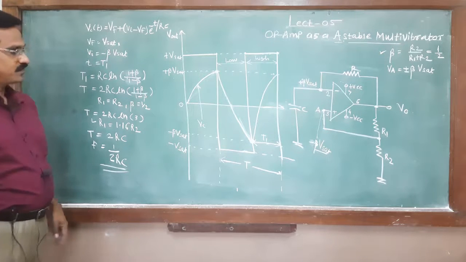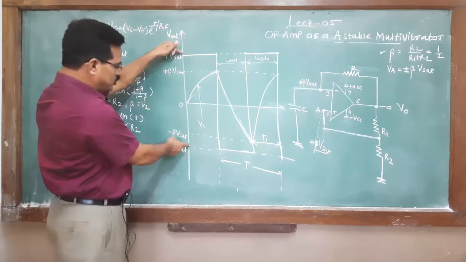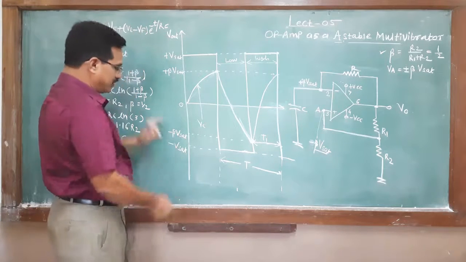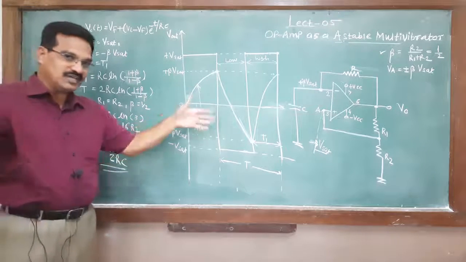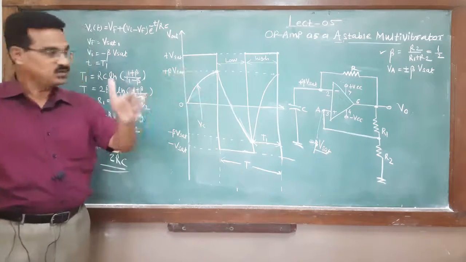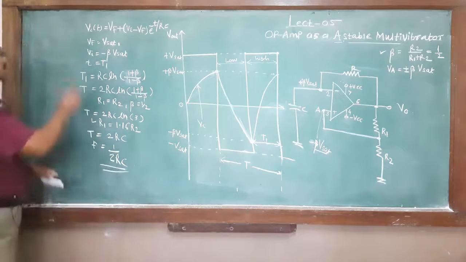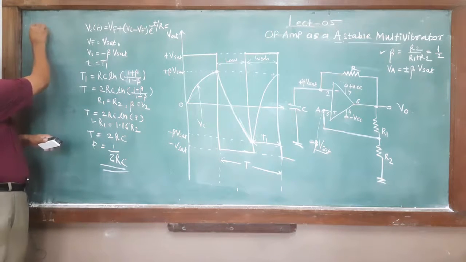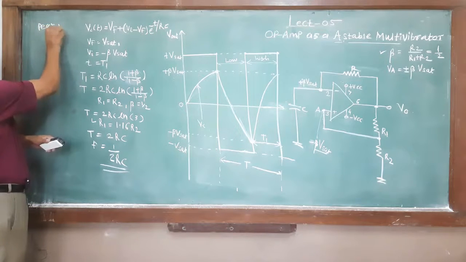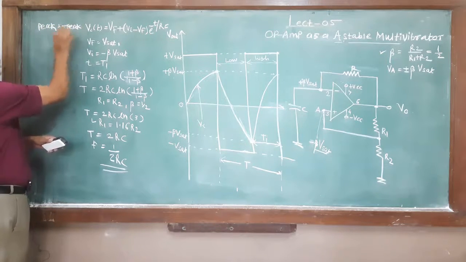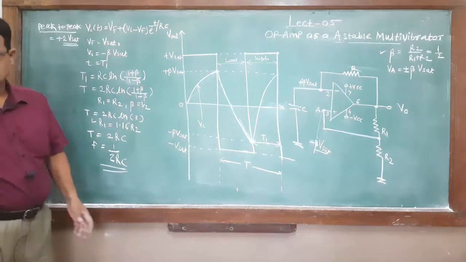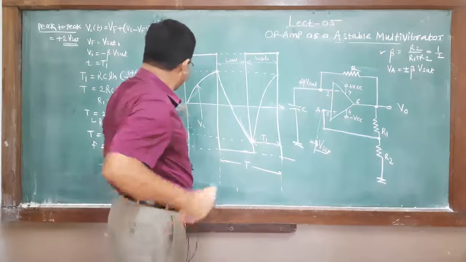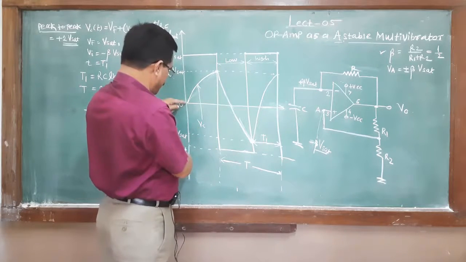But the next point, what is the peak amplitude? The positive peak amplitude is plus V saturation and the negative is minus V saturation. What is the swing? That is from positive saturation to negative saturation. The total swing means peak to peak. The peak to peak swing is equal to plus V saturation minus minus V saturation. This is the peak to peak amplitude, from this point to this point.